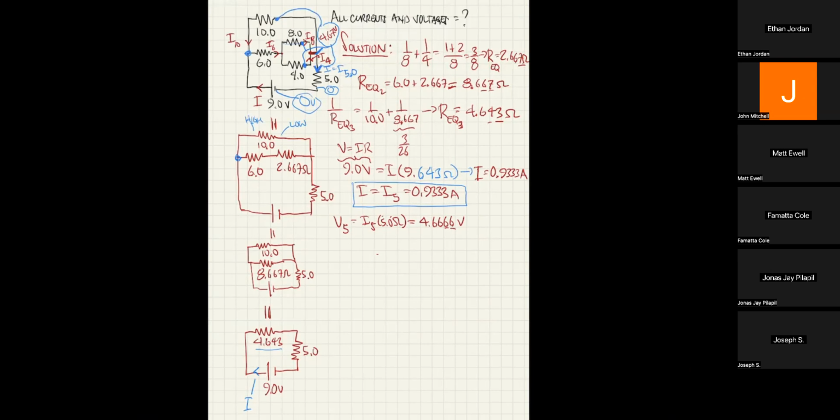Because of that, we now know a lot of stuff. So for instance, our bubble right here is 9.0 volts. That means our bubble right here is also 9.0 volts. And our bubble right here is 9.0 volts. Because again, when you go across the wire, you're not changing elevation.